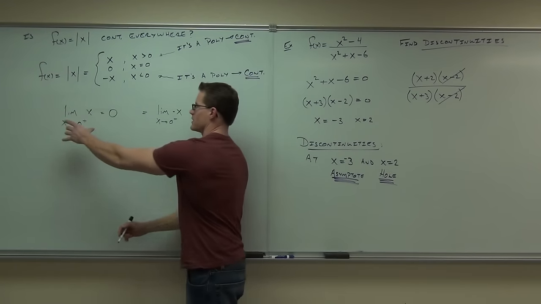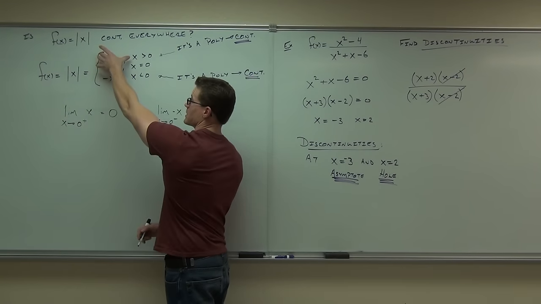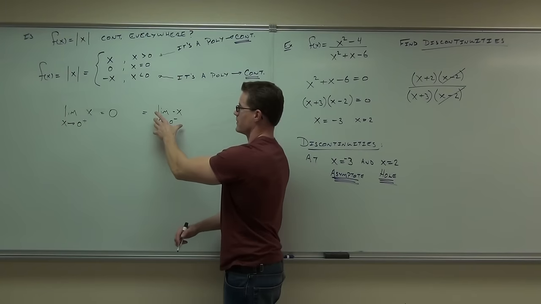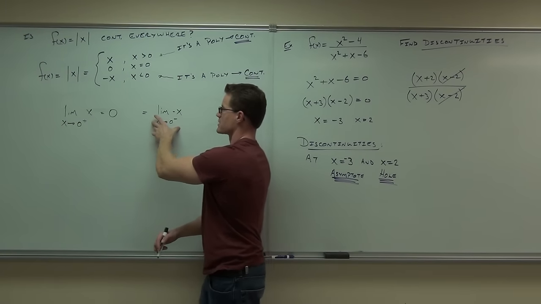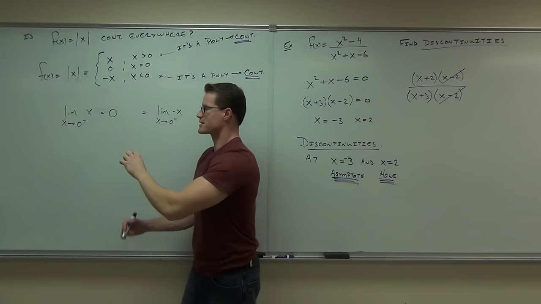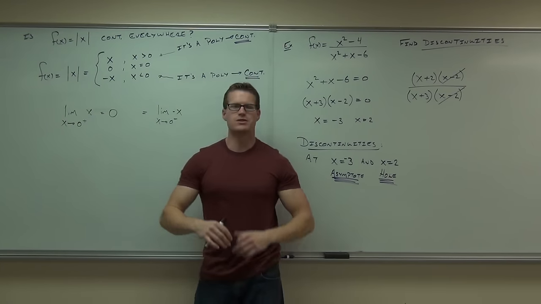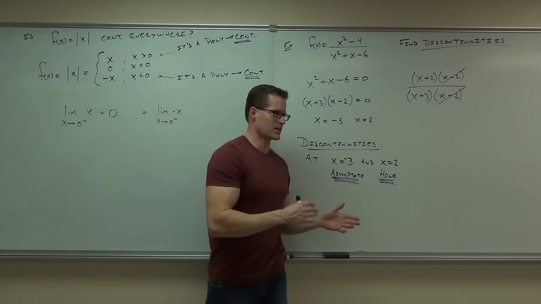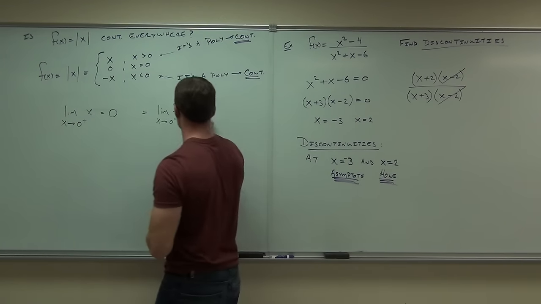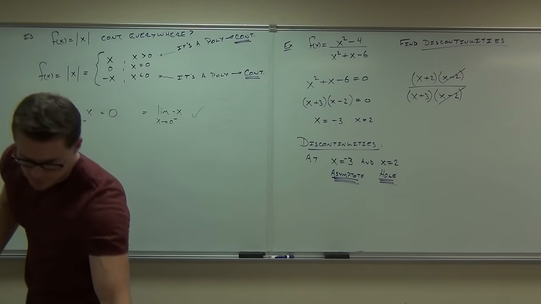That checks it right there. It says that the one-sided limit exists. This limit clearly exists. It's continuous. This limit exists. It says going to the point that is also defined. The limits exist, the point exists, and they all equal each other. That means that you're continuous everywhere, and that's how you prove it.